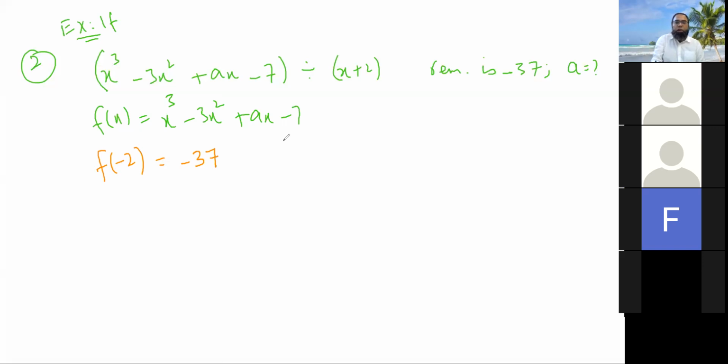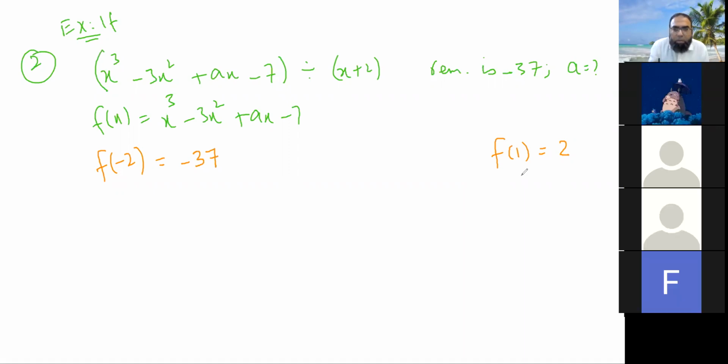So if you find somewhere written like this, f of 1 is equal to 2, what would that mean to you? Come on, tell me. Who will interpret this? It would mean that the polynomial divided by x minus 1 has a remainder of 2. Excellent, beta. That is exactly the correct answer.